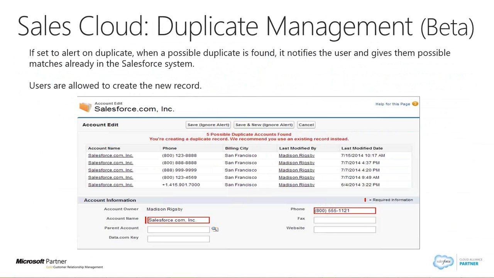If the action is set to alert the user, it really does just that. On both the mobile and the desktop versions, the user is alerted with some text that they could be creating a duplicate, and it gives them a list of possible matches that are already in the Salesforce system. The user then has the ability to choose if they want to take one of those suggested options instead of creating the record, or they can create that new record regardless.